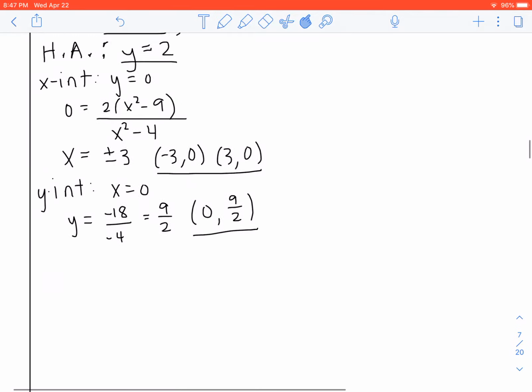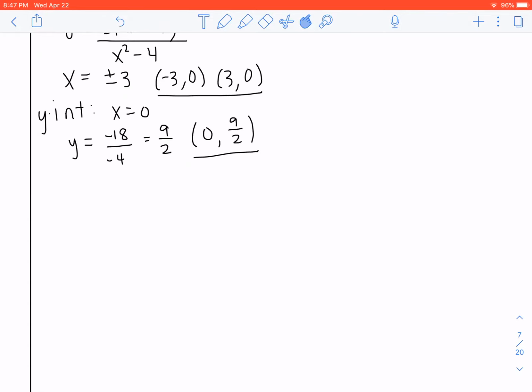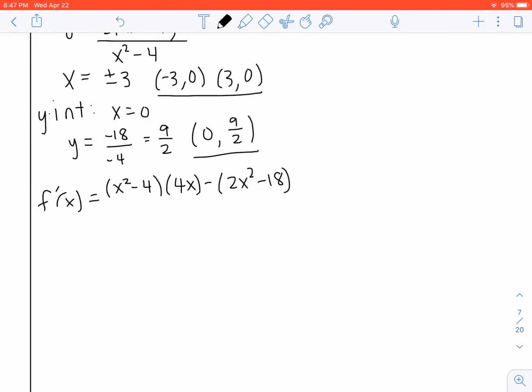Next thing was to find our critical values and determine where we have local maximums and local minimums. So in order to do that, we're going to take a first derivative. The first derivative that we have is going to be the denominator times the derivative of the numerator, which would be 4x, minus the numerator, and I'm going to distribute through that 2. So we'll say 2x squared minus 18 times the derivative of the denominator, which is just going to be 2x, all over the denominator squared.